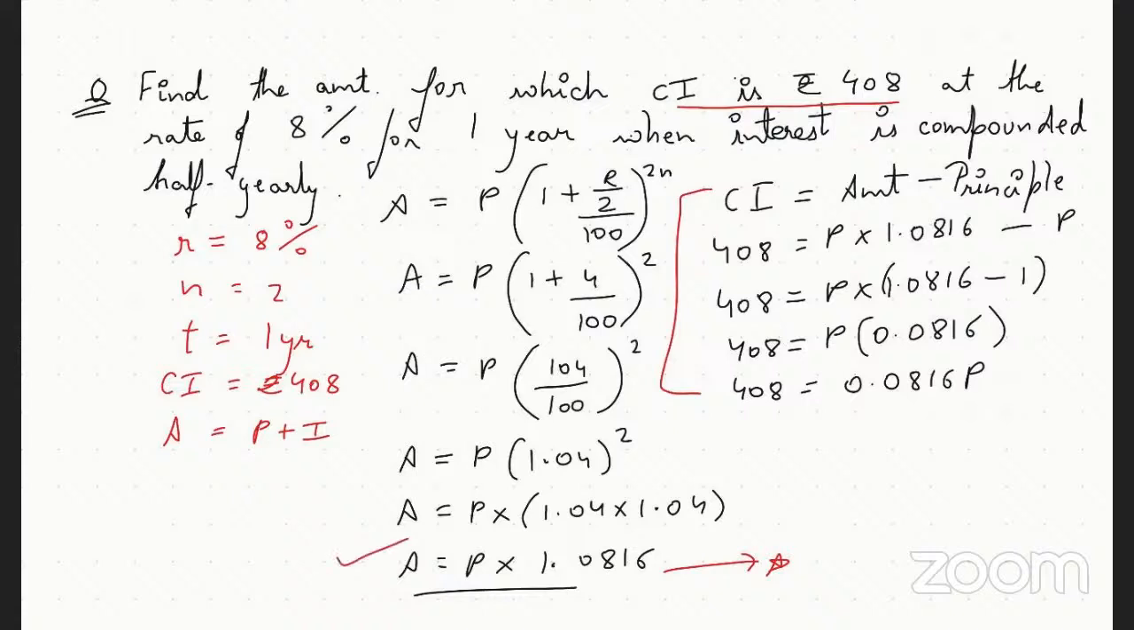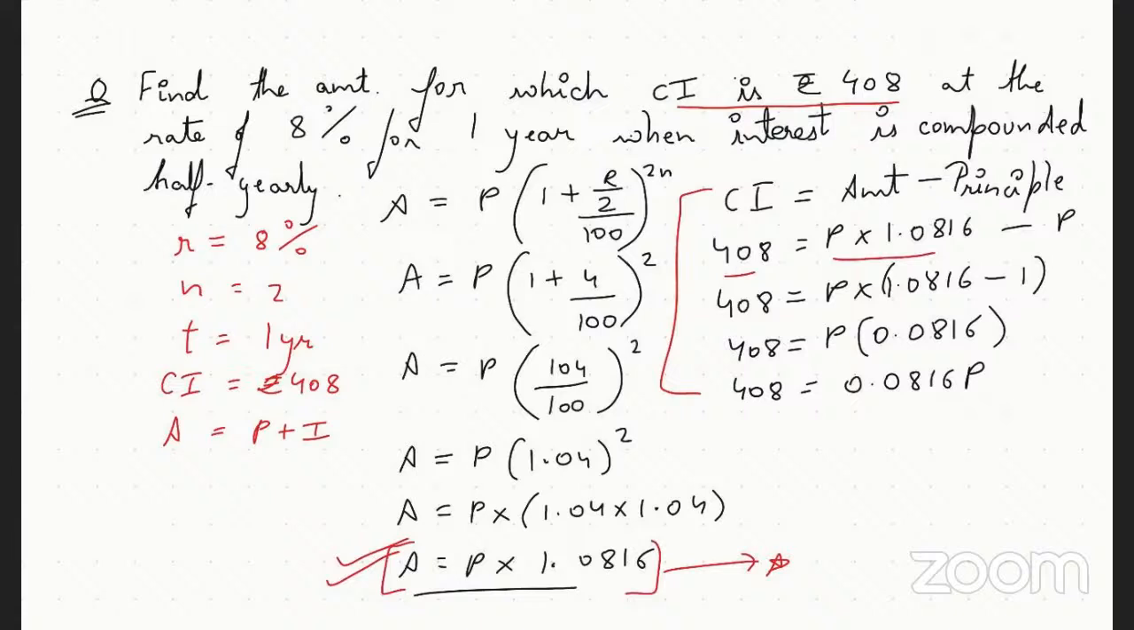This equation of amount I formed using the amount formula. So now here I know what CI is. In the question it is given that CI is 408, so I used 408 here. Then what is my amount? The amount is the equation that I formed in the previous part, this one. So this one I will use here and put it here, minus principal according to the formula.